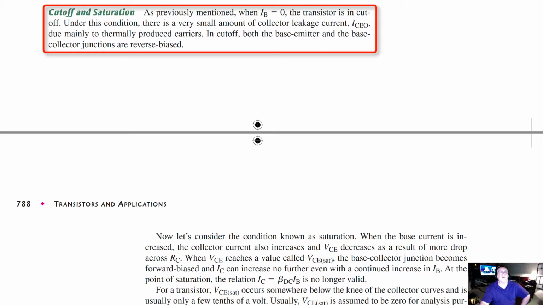Under this condition, there is a small amount of collector leakage current, I sub CEO, due mainly to thermally produced carriers. In cutoff, both the base-emitter and the base-collector junctions are reverse biased.